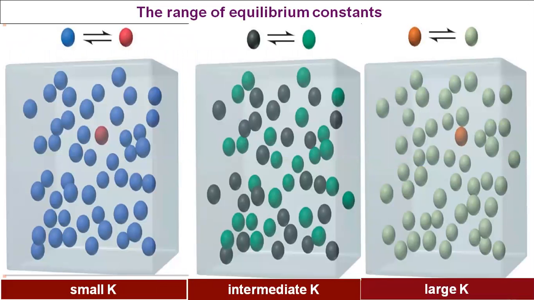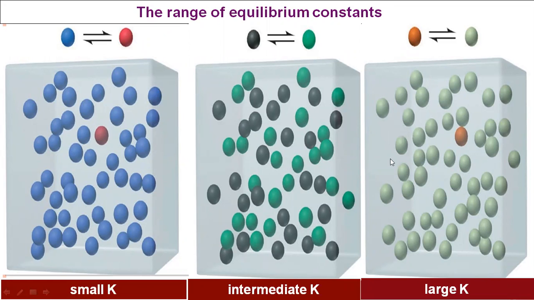Okay, so then the range of equilibrium constant will be like this. If you see the small K, it indicates that this is reactant, this is product, meaning reactants are maximum and product is minimum. If you see the intermediate, it means the ratio between the product and reactant is equal, and if K is large, then product is maximum and reactants are minimum, and products are in large amount. So you can see the consistency.